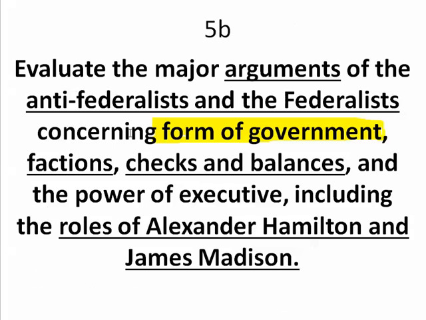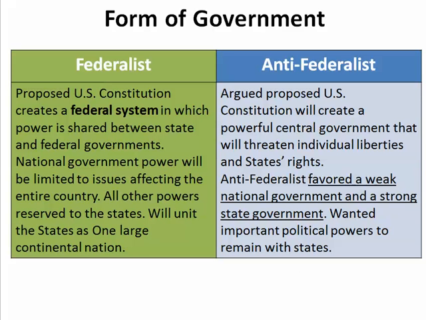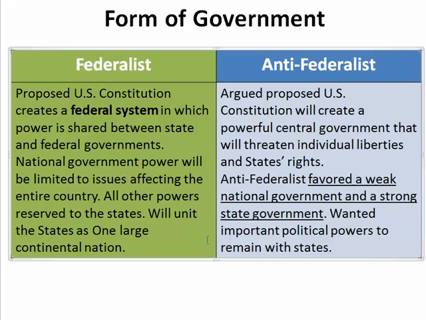Okay, so it says evaluate the form of government. The Federalists proposed the U.S. Constitution in a federal system. In a federal system, power is shared between state and federal governments. Like in the video before, national government power would be limited to issues affecting the entire country. All other powers would be reserved to the states, and it would unite the states as one large continental nation.